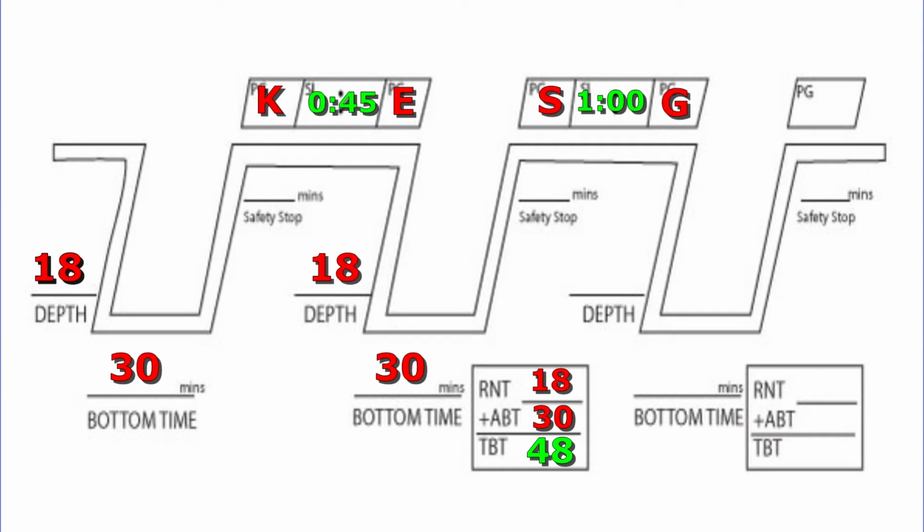Pressure group G meant that we had 35 minutes of residual nitrogen in our bodies that had to be added to dive number 3. Dive number 3, we went to a depth of 12 meters, and our bottom time was 30 minutes. So residual of 35, an actual dive time of 30, gives us a total bottom time of 65 minutes. This put us in pressure group O.